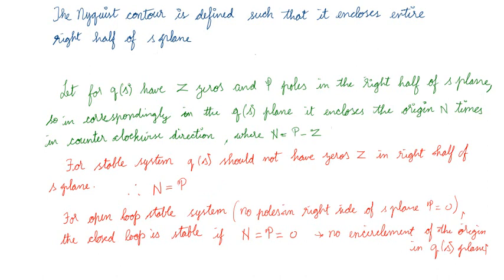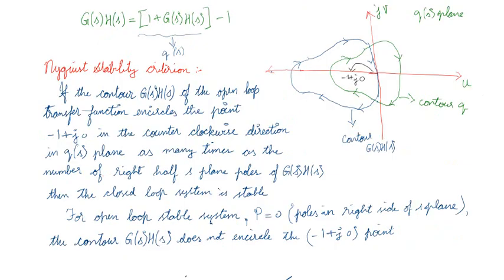For an open loop stable system, that is G(S)H(S), the poles, that is the denominator terms, should not lie in the right side. Okay, so for the closed loop, in that case n is equal to P, no encirclement of the origin in the Q(S) plane, right? Now observe very closely. What is this term? 1 plus GH is your Q. If I subtract 1, what happens? That becomes your GH.